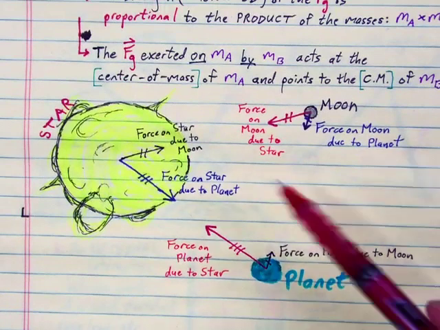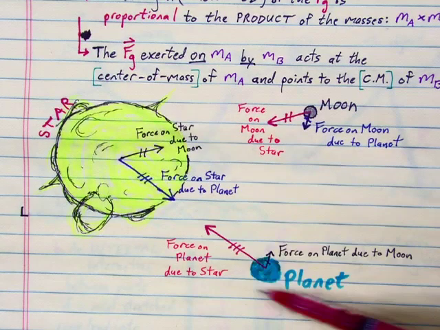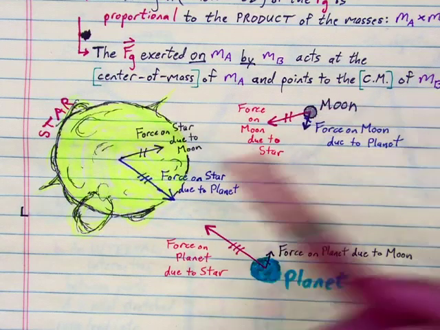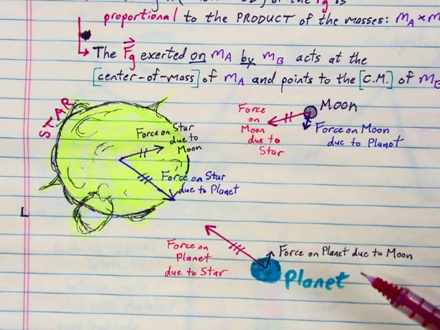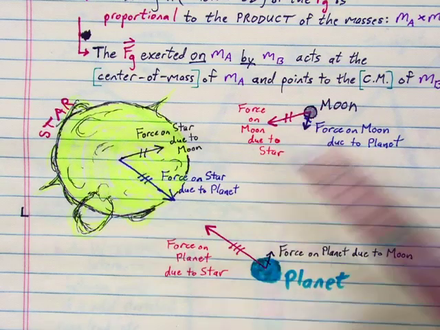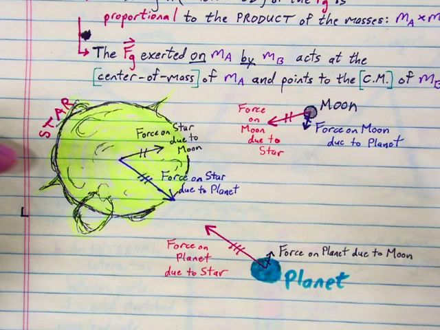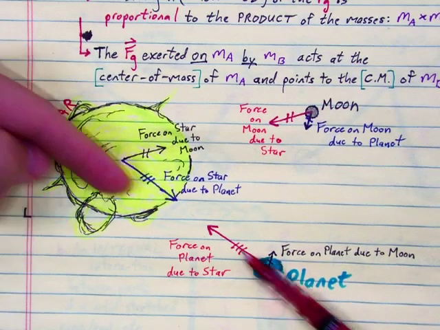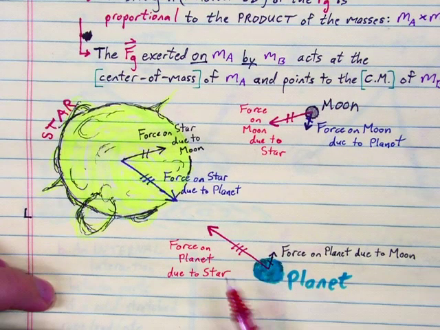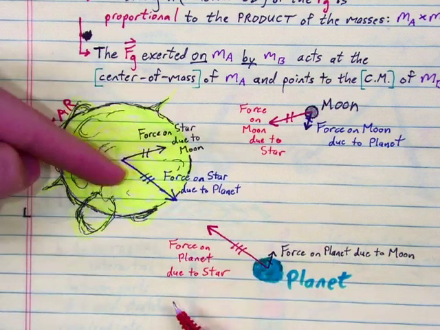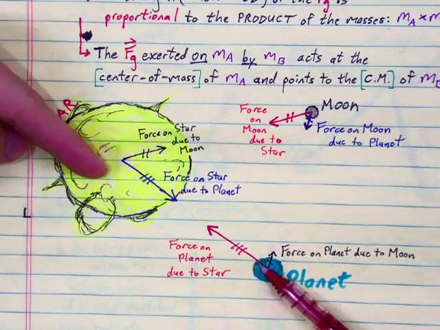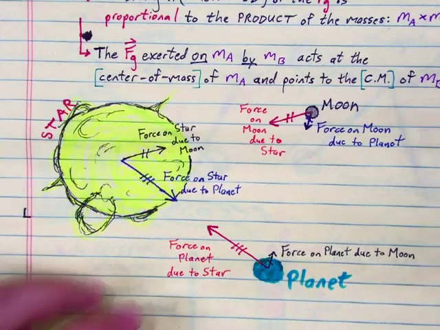In this example, I've got three masses, a star, a planet, and a moon. Their centers are all about the same distance apart, but they are three very different masses. And for the star and the planet, these are the gravitational forces they exert on each other. This is the force on the planet due to the star. This is the force on the star due to the planet. Note they're equal and opposite.